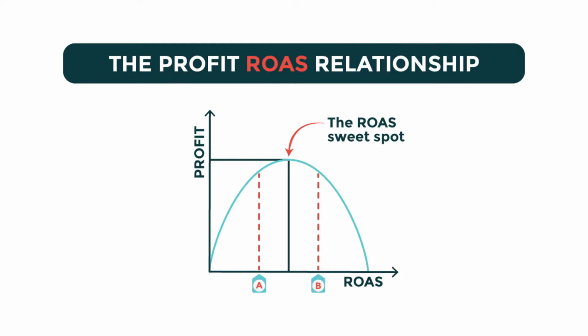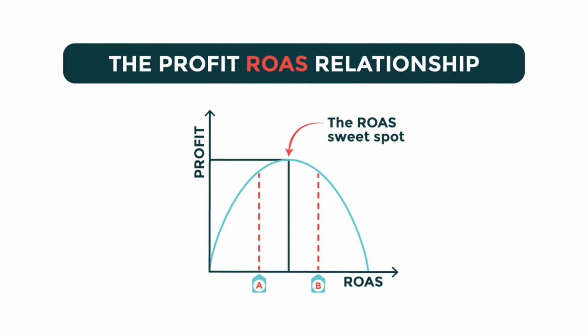As you increase your ROAS target, profit will continue to increase as well up until a certain point. We call that point the ROAS sweet spot. After that point, your profit will actually go down. Now, looking at point A on this curve, in that case, the ROAS target is too low. When your ROAS target is too low, you get lots of volume and revenue. But because you are spending so much on ads at this point, you're making less profit than you could.